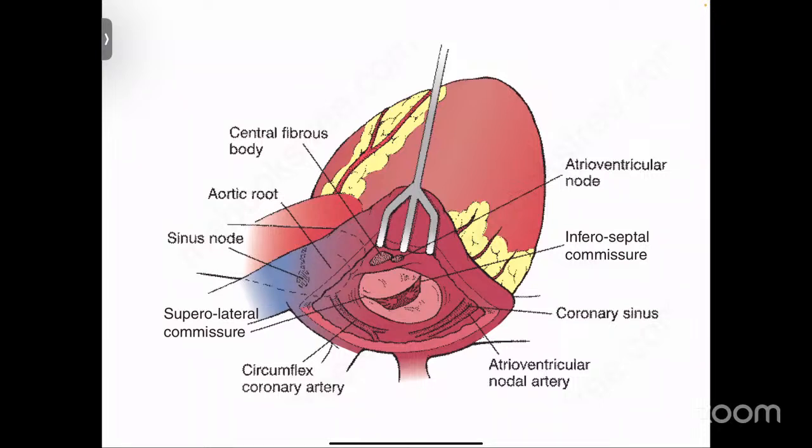This image shows the proximity of the circumflex coronary artery and the coronary sinus and the atrioventricular node. The circumflex artery is adjacent to the left half of the posterior or the mural leaflet of the mitral valve, whereas the coronary sinus is adjacent to the right half of the mural or the posterior leaflet of the mitral valve. And these structures can be damaged during excessive dissection or by placing excessively deep sutures during replacement or repair.